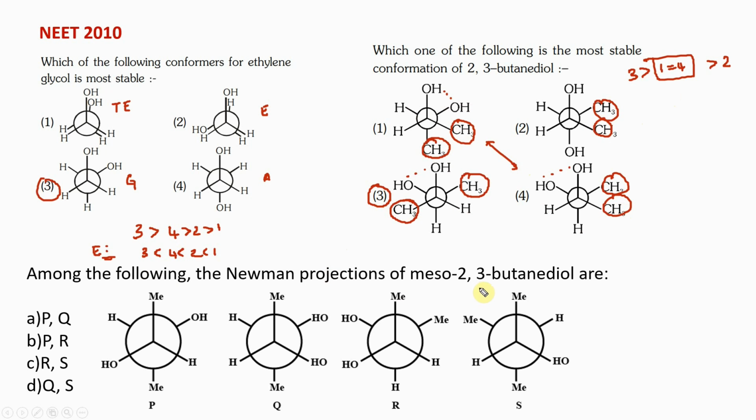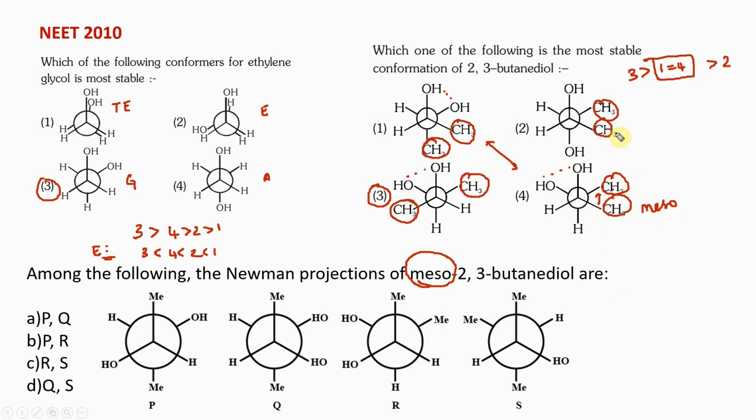Among the following Newman projections of meso 2,3 butane diol. So this one is exactly the same. But here they have given meso. Here it is all printed for you. But if it is not given, and they say meso, you have to be careful that the conformations have to be proper. For example, take the molecule. If I rotate it 60 degrees, methyl methyl on top, OH OH on top, H and H on top. So this is actually meso.